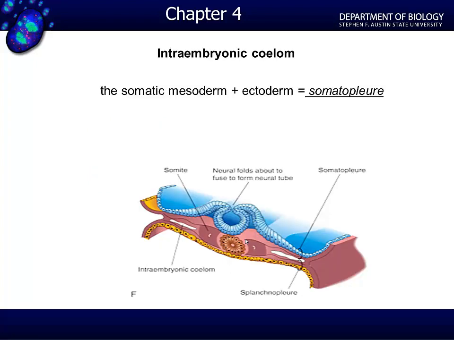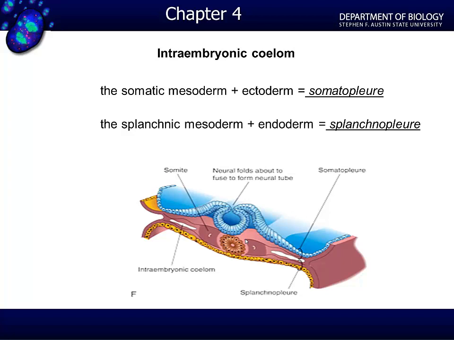Now, some terminology that I want to pass on as well. If we consider the somatic mesoderm and our ectoderm on the surface, it's often referred to as the somatopleure, versus the splanchnic mesoderm plus the endoderm underlying that, the splanchnopleure. Again, this has to do with our somatic versus our splanchnic mesoderm and the underlying germ layer.